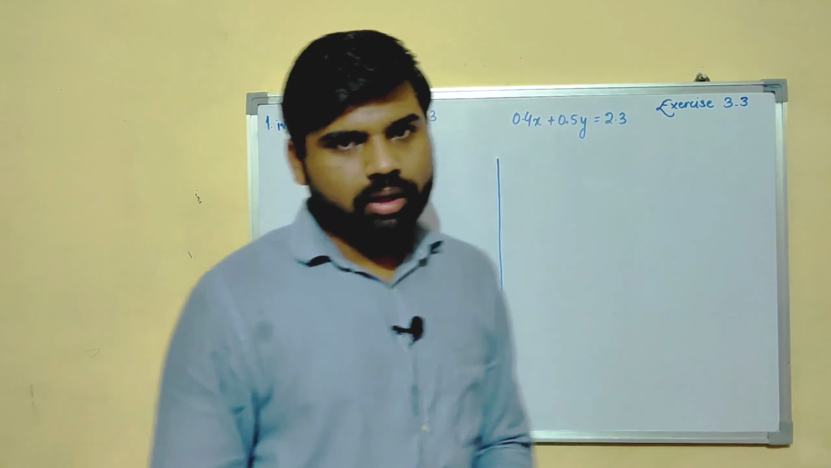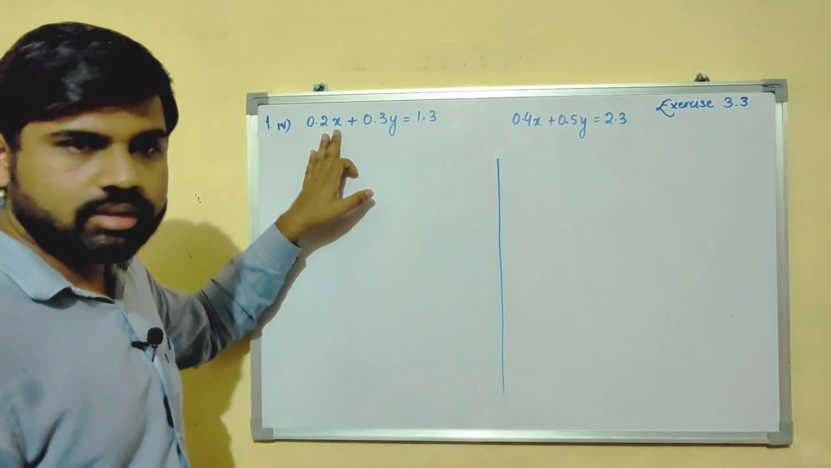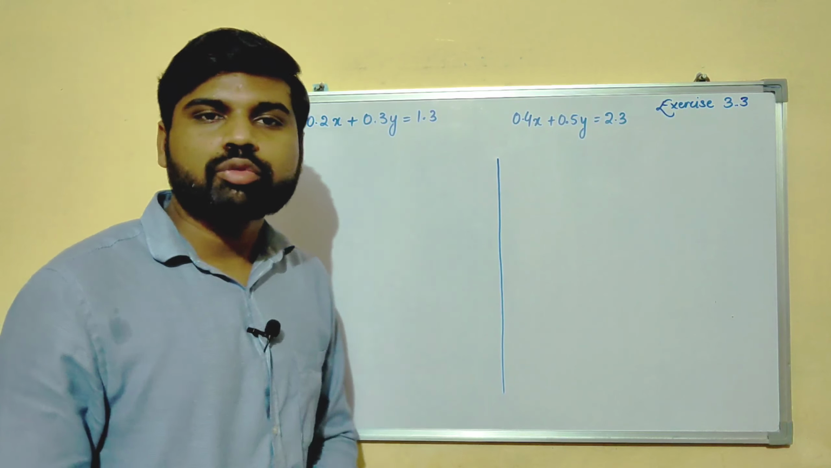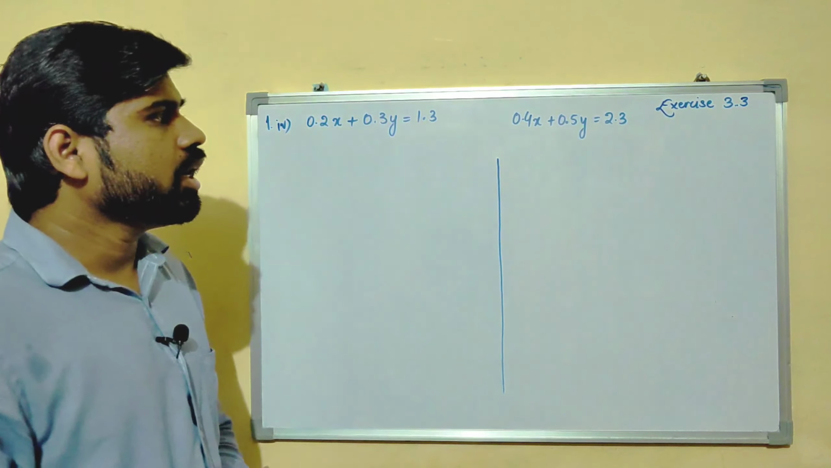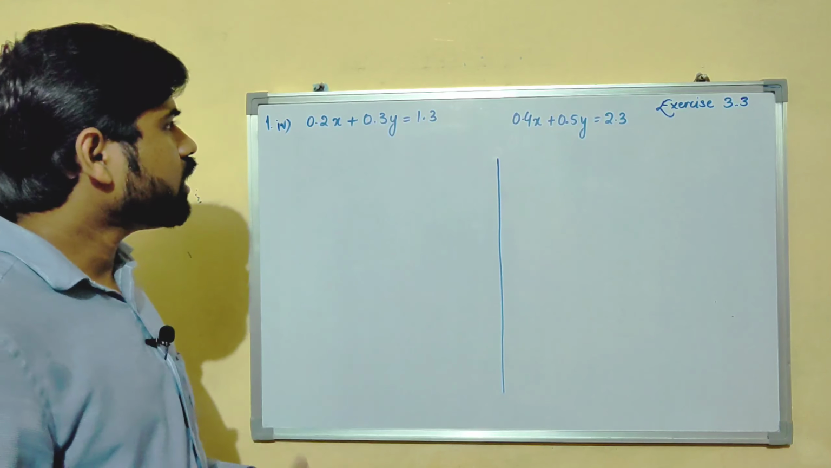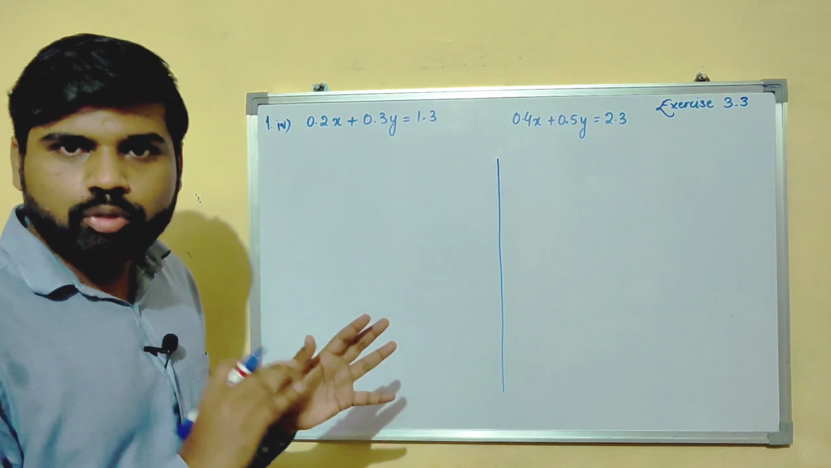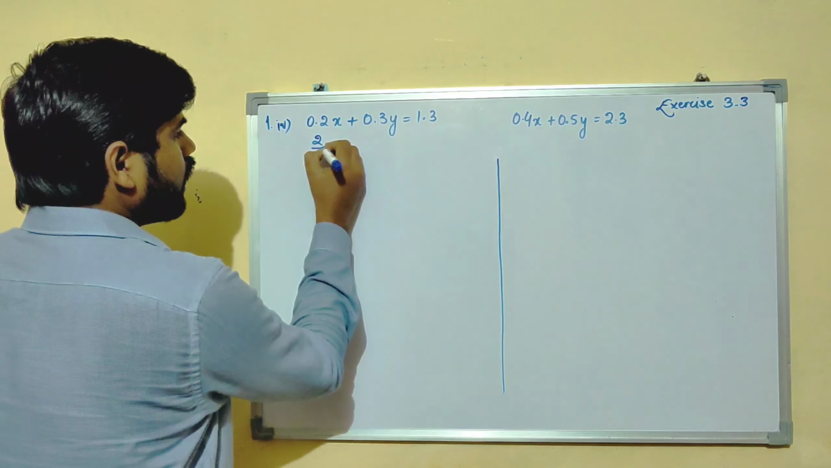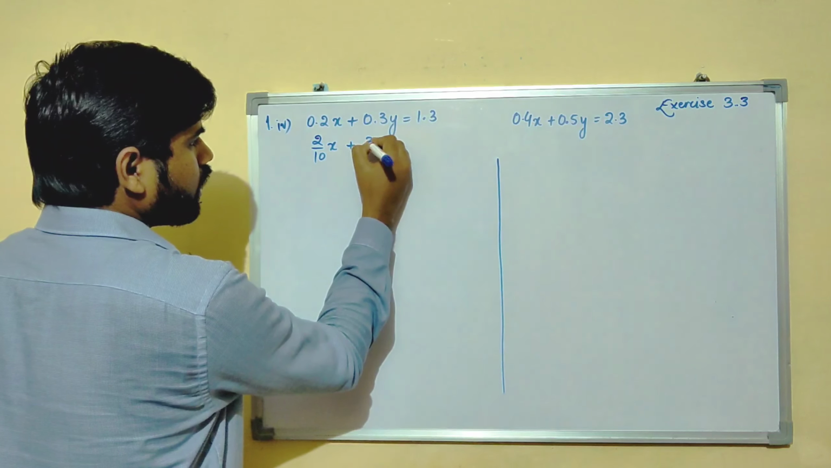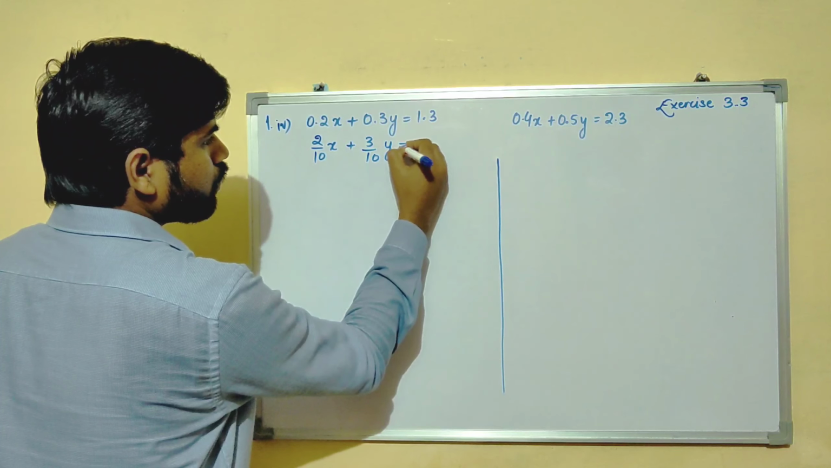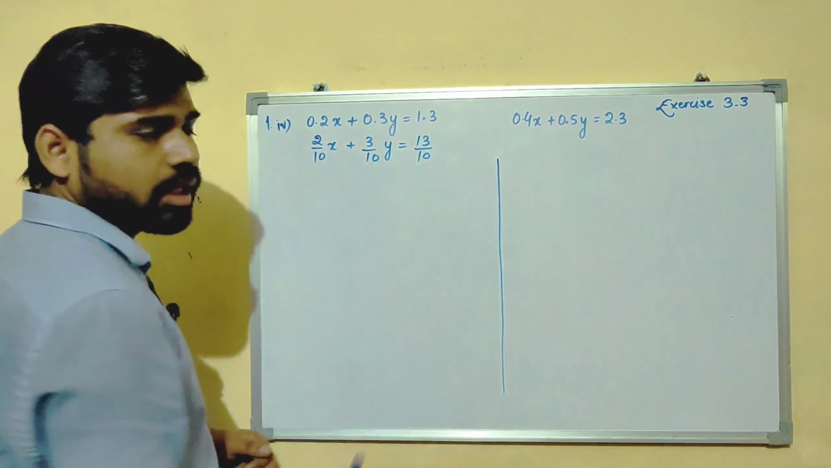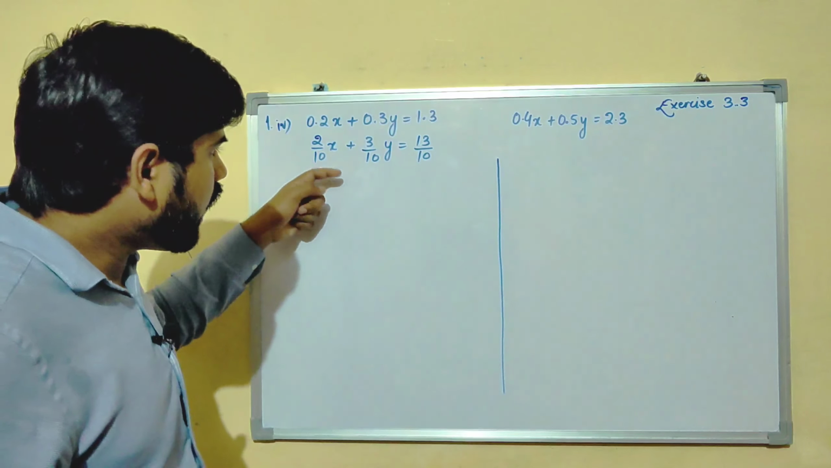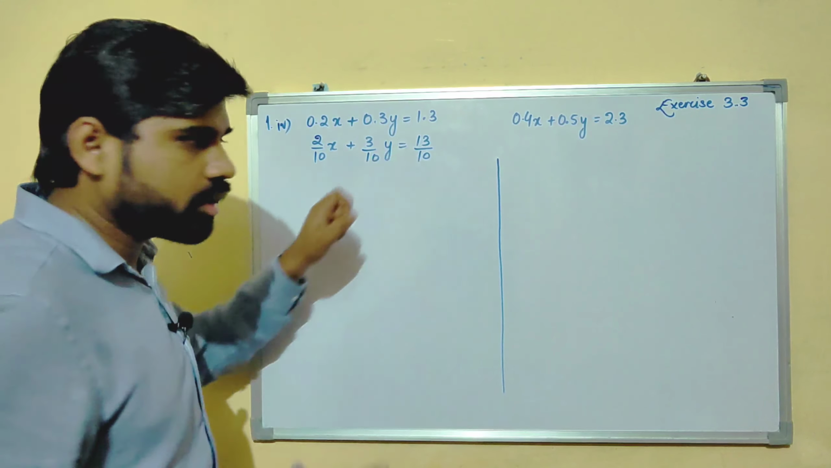The equations in the fourth part are 0.2x plus 0.3y equals 1.3 and 0.4x plus 0.5y equals 2.3. Now let us try to simplify it by just removing the decimals, right? So this will be written as 2 upon 10 x plus 3 upon 10 y equals 13 upon 10, right? When you take the LCM here, you will get 10 as the LCM and that 10 will be cancelled by this 10. See how?